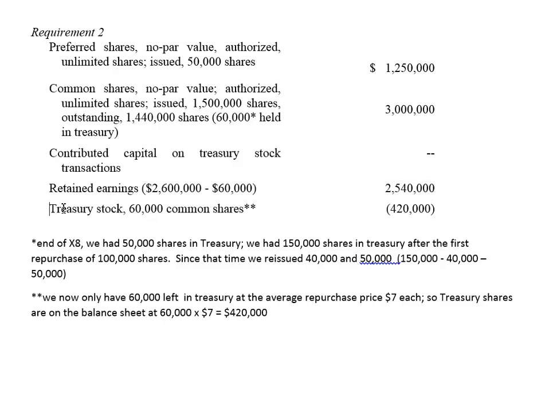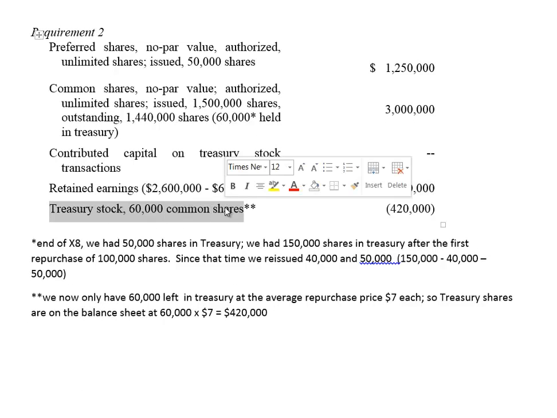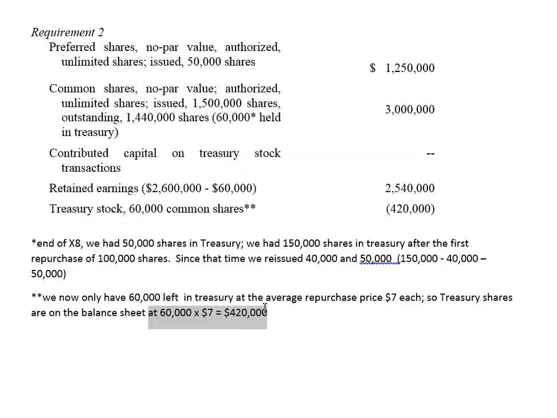Don't forget to include the treasury share account. It has 60,000 common shares, and we can very easily figure out what the balance of those treasury shares are in dollars, because we know they're sitting in treasury at an average price of $7 a share. So that'll give us $420,000.